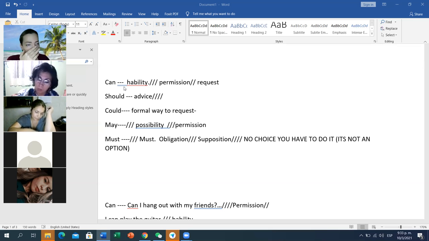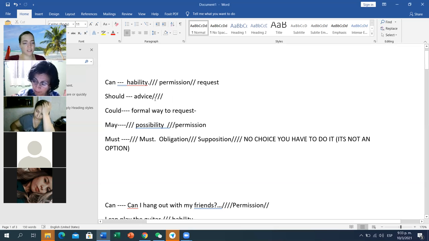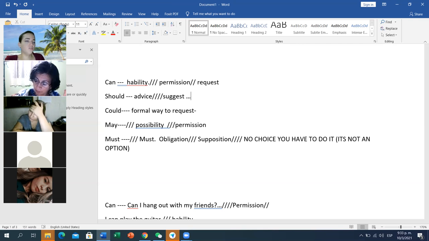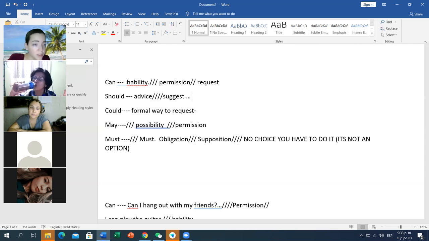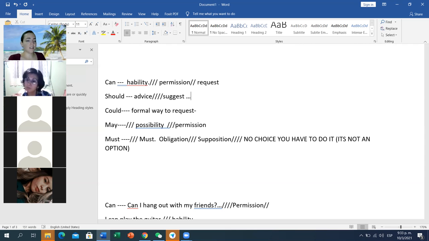Should, it will be sort of a suggestion or an advice. To suggest or an advice, okay? So you should study more, okay? You should pay attention. You should change your job, etc. Okay, debería cambiar trabajo, estudiar. You should do exercise. You should stop or you should quit smoking.